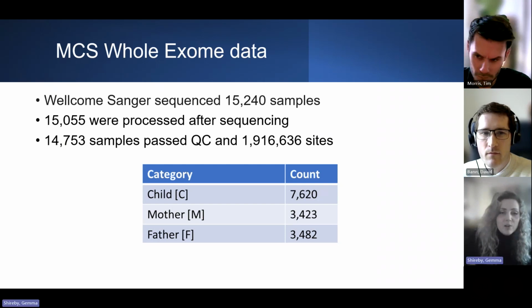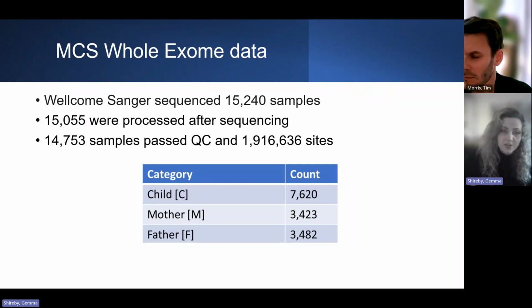And it also has an advantage over just the genotyping arrays in that it has much higher sensitivity to detect low-frequency variants. Sanger did the generation of the whole exome data for us. This was for over 15,000 samples. And after QC, we have around 14,700 samples and nearly 2 million sites. Again, this is the breakdown of the child, mothers, and fathers in this data set.